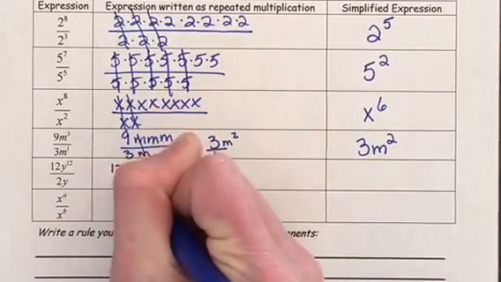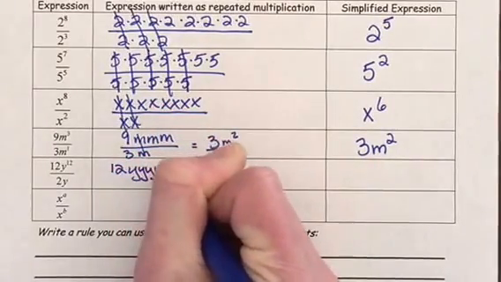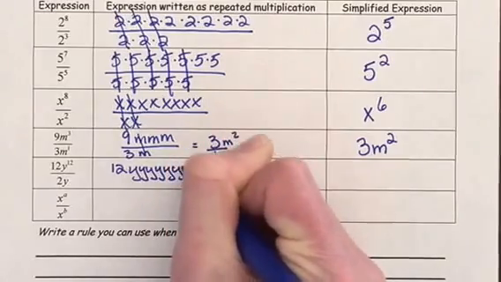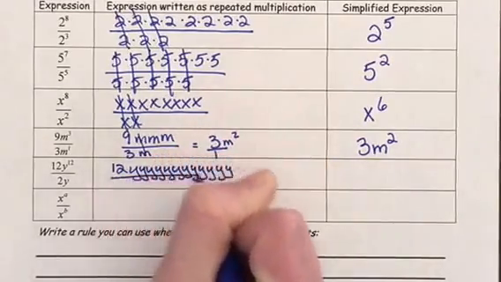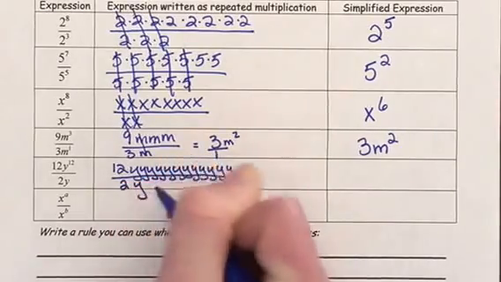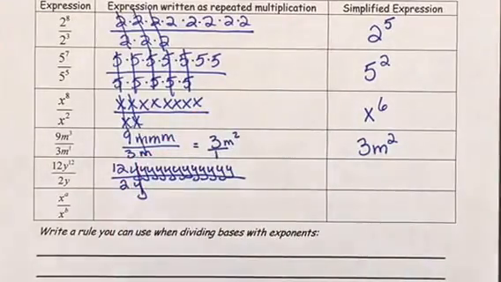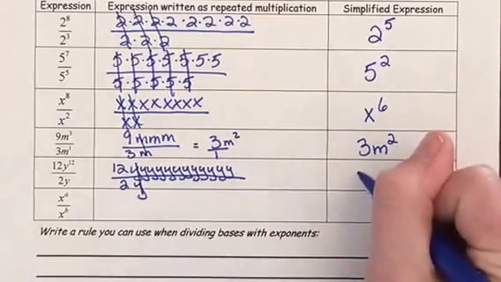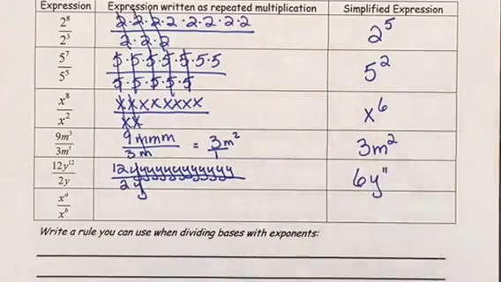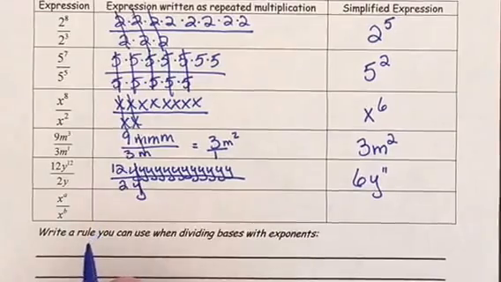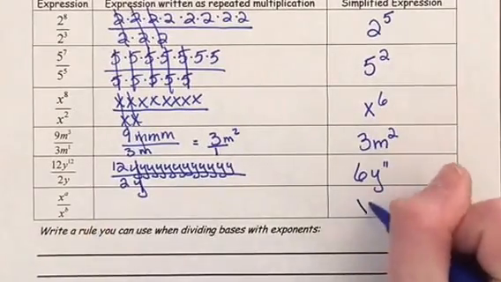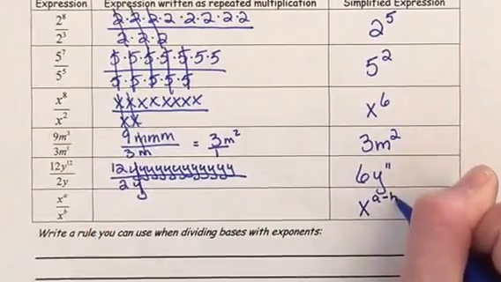So this would be 12, holy moly, that's a lot of y's. 5, 6, 7, 8, 9, 10, 11, 12, all over 2y. The y is going to cancel. 12 over 2 is the same as 6, and I'm left with 11 y's. So hopefully you guys have seen that the rule is we're subtracting the exponents. So this would become x to the a minus b.